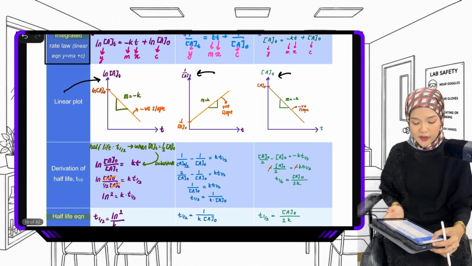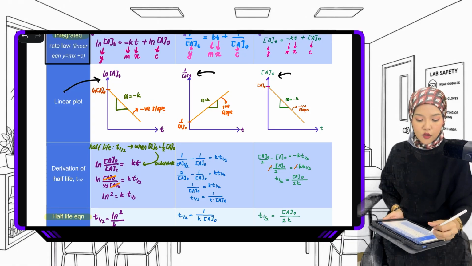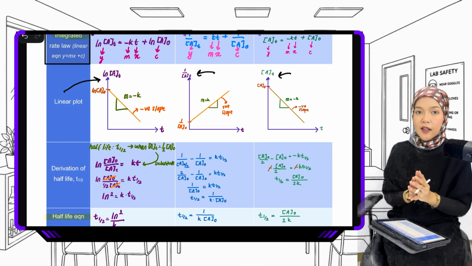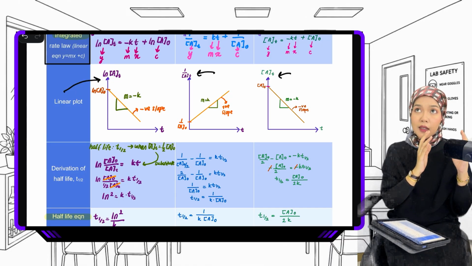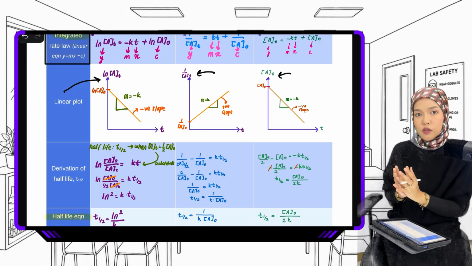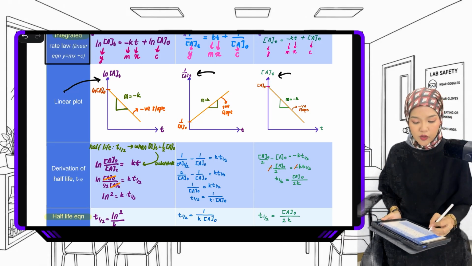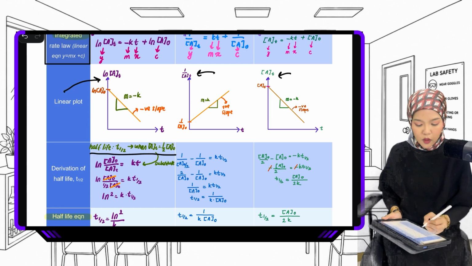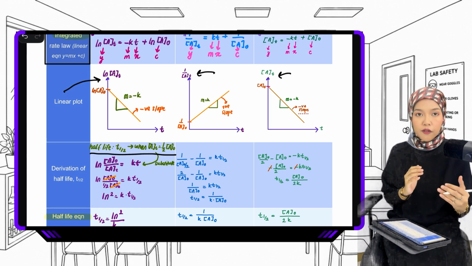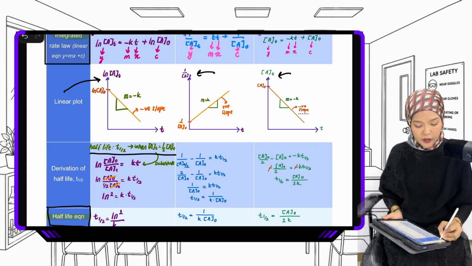Alright, so now from the integrated rate law, actually you can derive the half-life. Half-life is basically the time that is needed for the concentration of, for example, A, to be reduced by half. That is why this is called half-life. So now here, when I substitute the half-life definition into the equation of the integrated rate law, I will get the half-life equations.